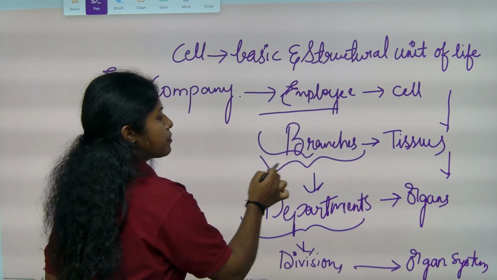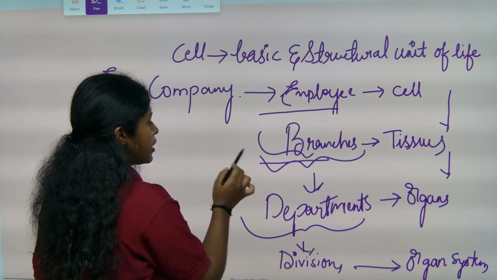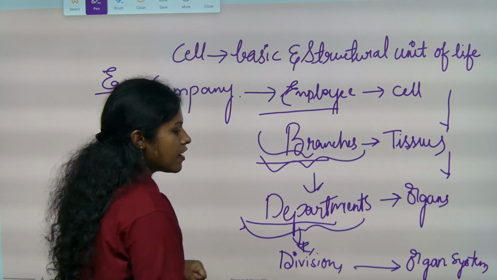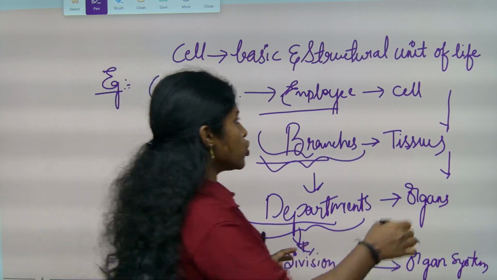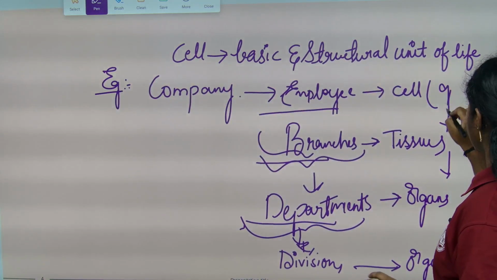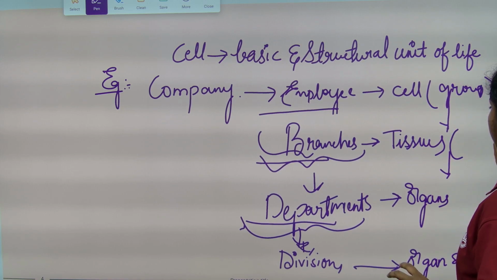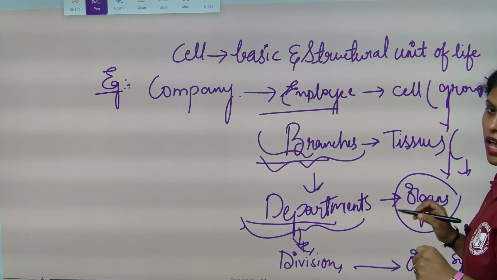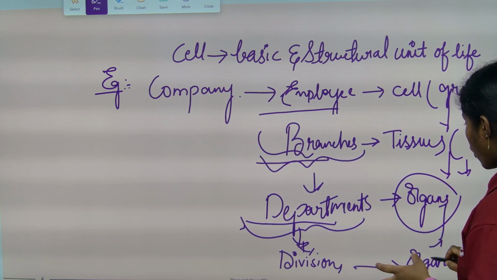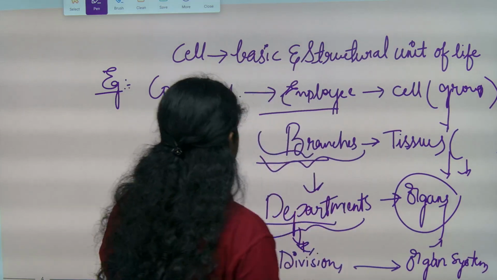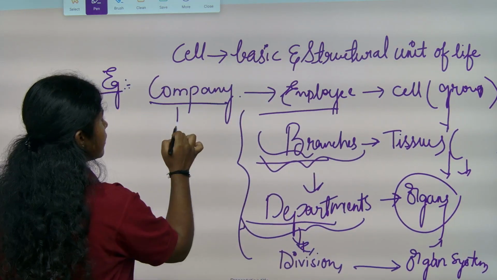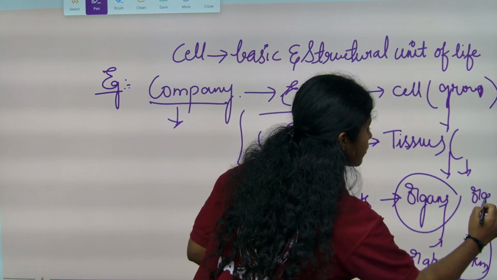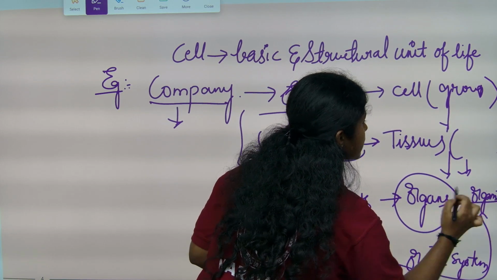So these employees make branches, and those different branches make the departments, and the departments make the divisions. Likewise, a group of cells forms tissues, and each tissue makes the organs, and those organs make the organ system, and finally these all make the company, right? Likewise this organ system makes the organism. I hope you all are clear about this, children.